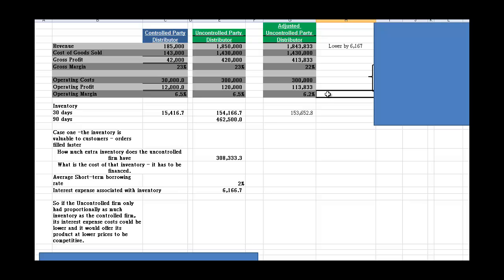So rather than having an identical operating margin to the tested party on an uncontrolled, unadjusted basis as we had originally, if this were actually a difference in inventory and we stated them on a comparable basis, having the same days of inventory per year, what we would see is the adjusted party, the adjusted comp, has a slightly lower operating margin. We'll talk a little bit in a future video about the formula that goes into calculating this.